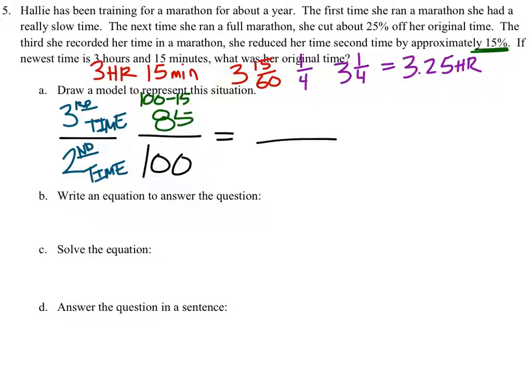Now, on the other hand, we need to fill in these other values. And it says, if the newest time, which is the third time she's ran, is 3 hours 15 minutes, that means that we know the 3.25 hours goes right here. And the value we're going to need is the whole, which would have been the time that she ran last time. The same way we've done all the other ones, I would have 3.25 times 85, and divide that by 100, would equal our x.